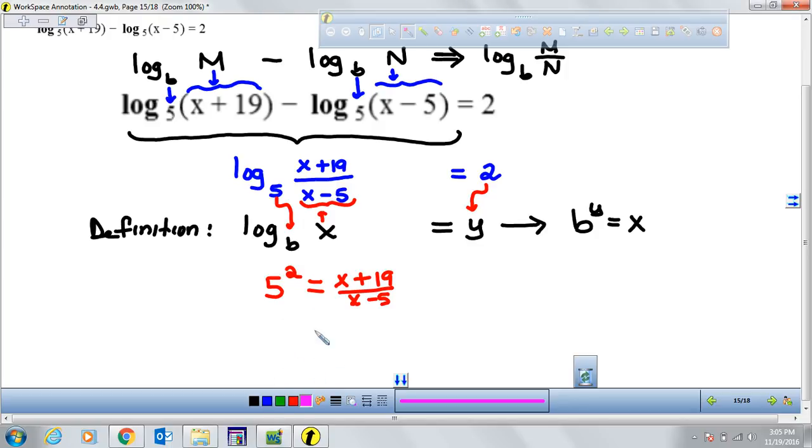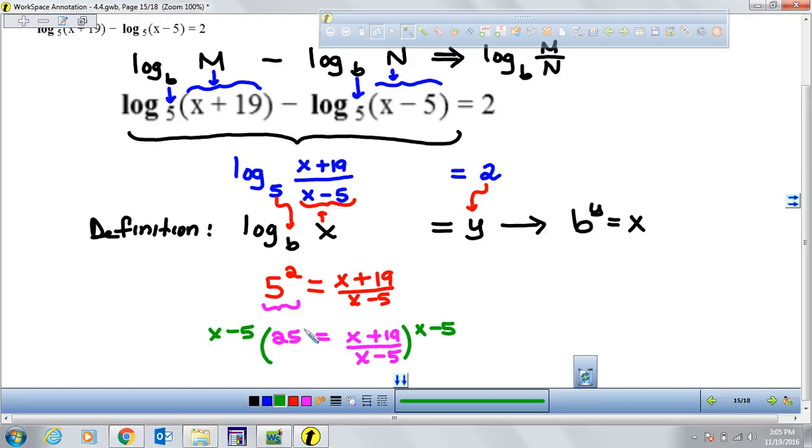Now, step 3, solve for x. First of all, we need to raise this number to the second power, which is going to give me 25, equals x plus 19 divided by x minus 5. Then, when you're solving an equation that has a fraction, first thing that we need to do is clear the fraction. To clear that fraction, we multiply both sides of this equation by the least common denominator, which in this case is x minus 5.